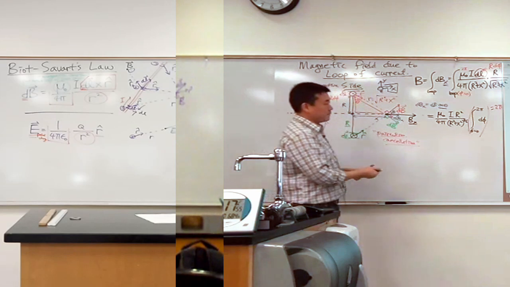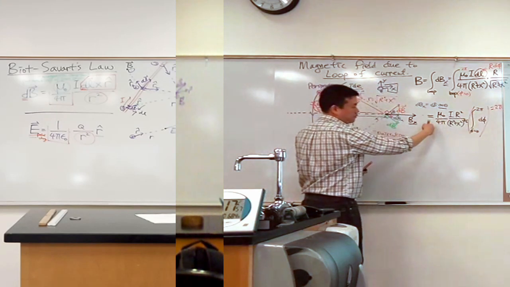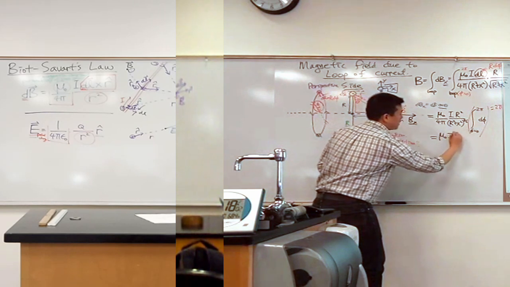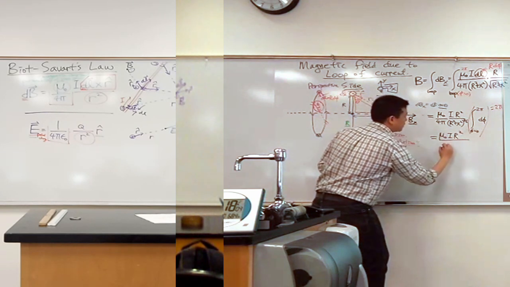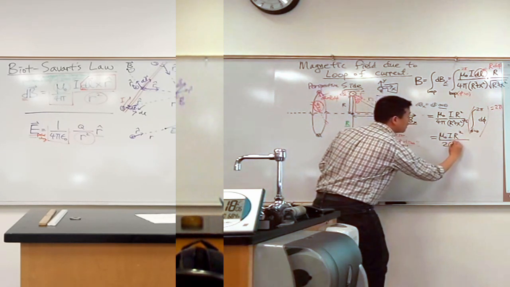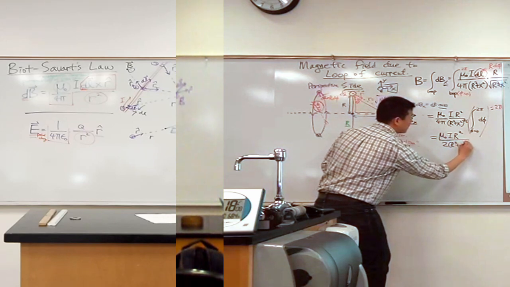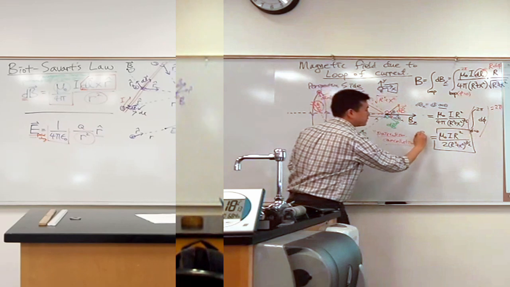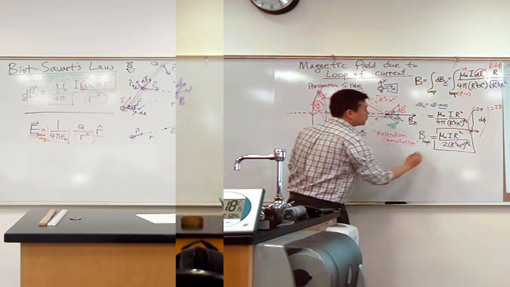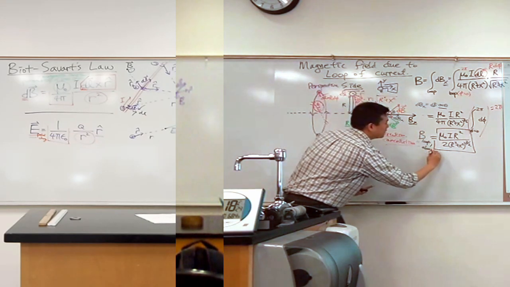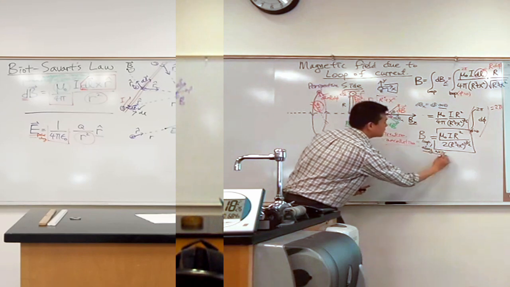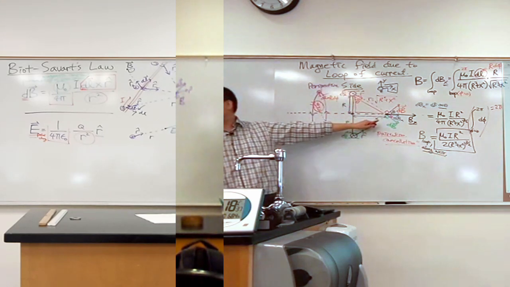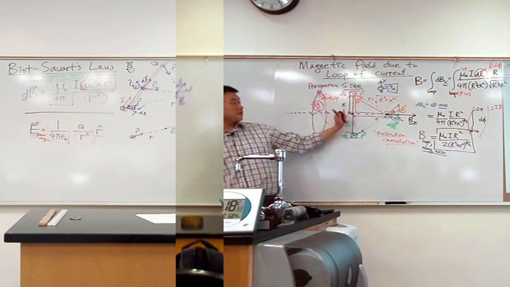So let me just write it out. 2 pi cancels out some of this 4 pi. And you end up with mu naught I r squared over 2 times (r squared plus x squared) to the 3/2. So this is the magnetic field due to a loop of current along the axis, where x is the distance along the axis.